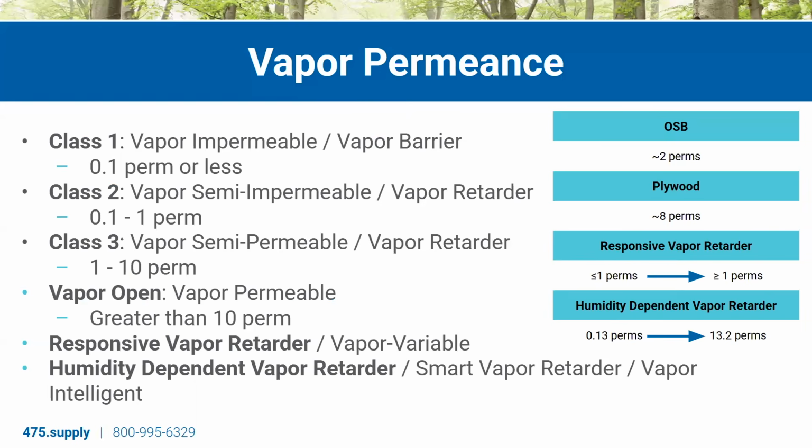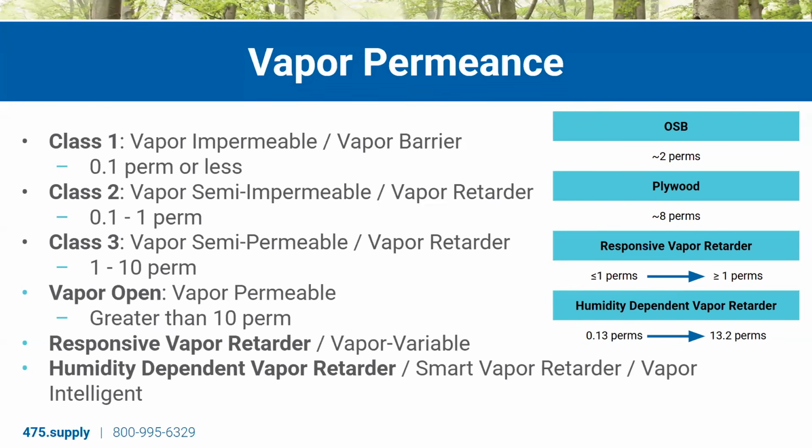Class 1 is 0.1 or less. So moisture is really not moving through that. That'd be like a true poly membrane. Then we have a class 2, which is 0.1 to 1. So we say class 2 vapor retarder or vapor semi-impermeable. So this is a very low permeability. Moisture can barely diffuse through, but it will really struggle and take some time. There's a lot of code around class 2 vapor retarders and roofs. So we see class 2 around code concerns oftentimes for roofs.